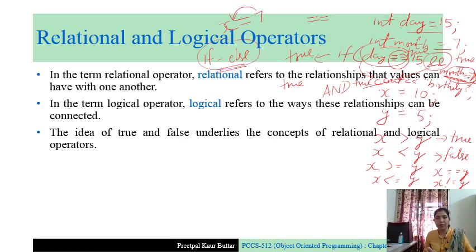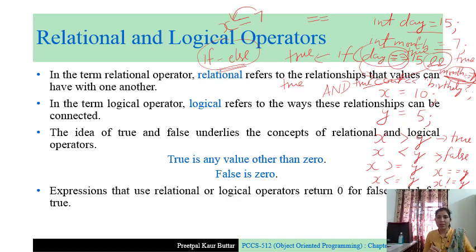Okay. The idea of true and false underlies the concept of relational and logical operators. This we have already seen in this birthday example. True is any value other than 0. False is 0. Expressions that use logical or relational operators return 0 for false and 1 for true. Okay, so true means 1 and false means 0.